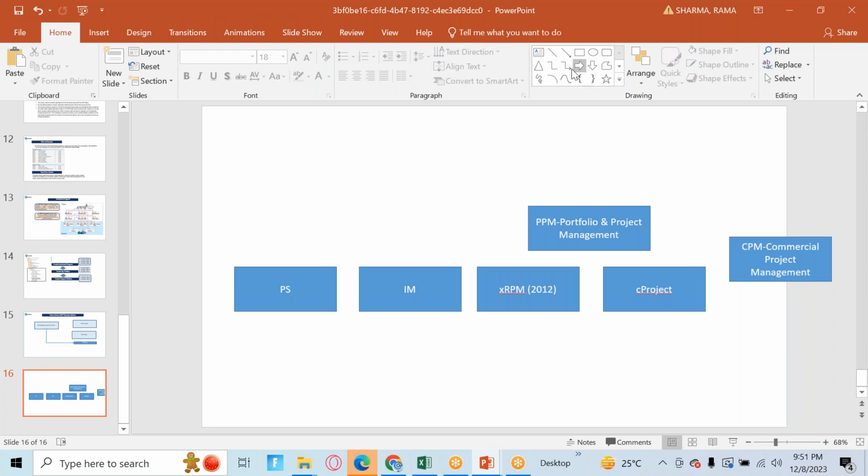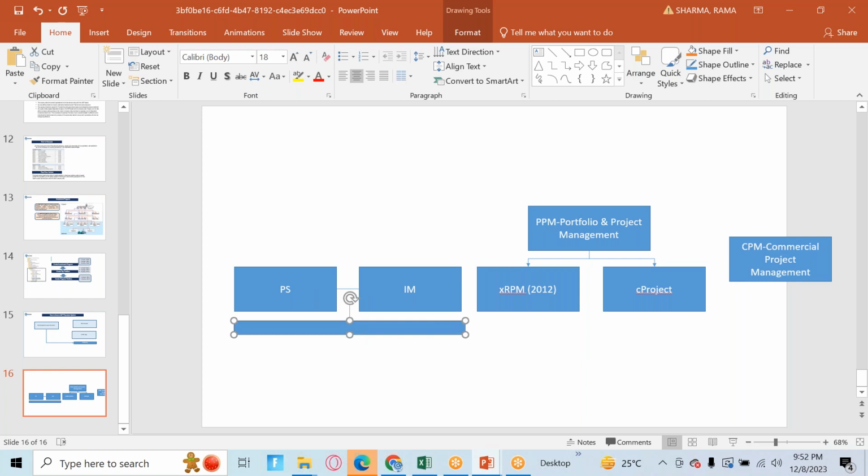And then what happened in S4HANA? Just understand this: till before S4HANA, we had PS, IM, XRPM, C project, and CPM, Commercial Project Management. PS and IM were part of core. Core means that when the ECC system was being installed, PS and IM were there in the system by default. There was no need to take an extra license, and no need for extra infrastructure like a server or anything. In ECC itself, when we installed the standard system, we got these by default.